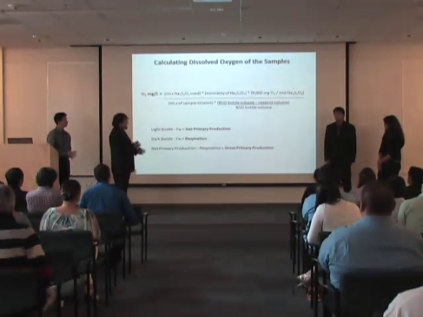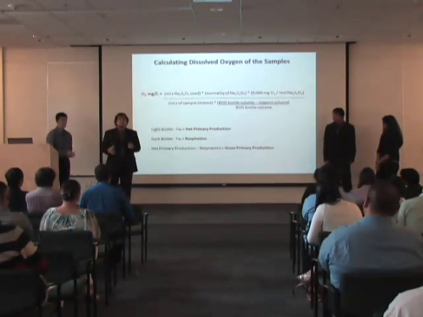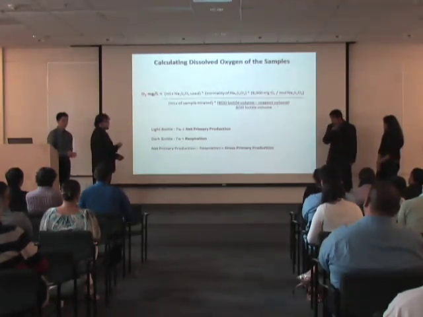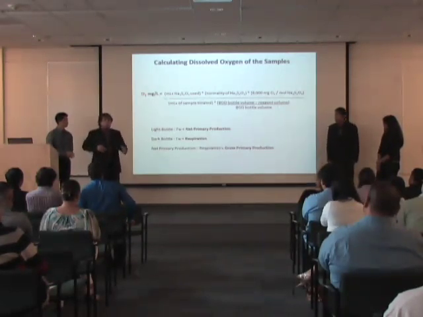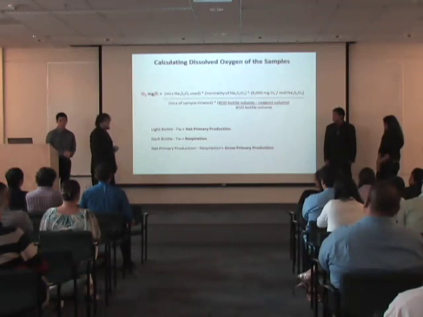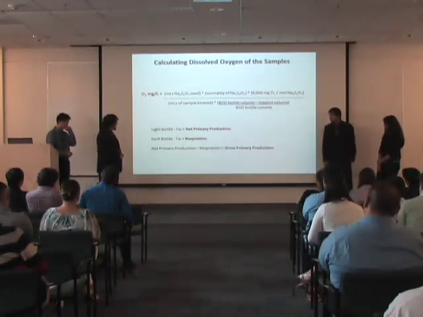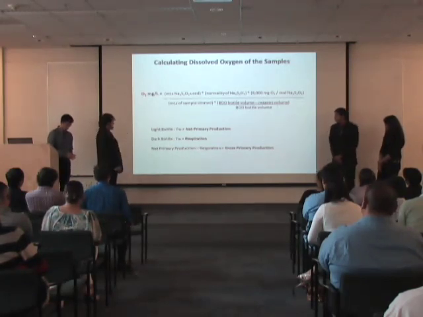At that point, depending on how much sodium thiosulfate and reagents we added to our samples, we incorporated the amounts into our formula, which is right here. This formula was applied to every sample. Once we had how much oxygen in milligrams per liter was in each sample, we got an average of those: for the light bottles, the dark bottles, and the time zeros. That's how we got our net primary production and our respiration, and we subtracted the respiration from the net primary production to give us the gross primary production.